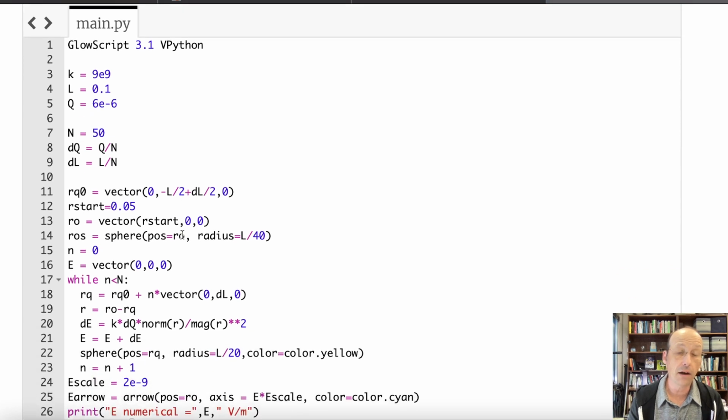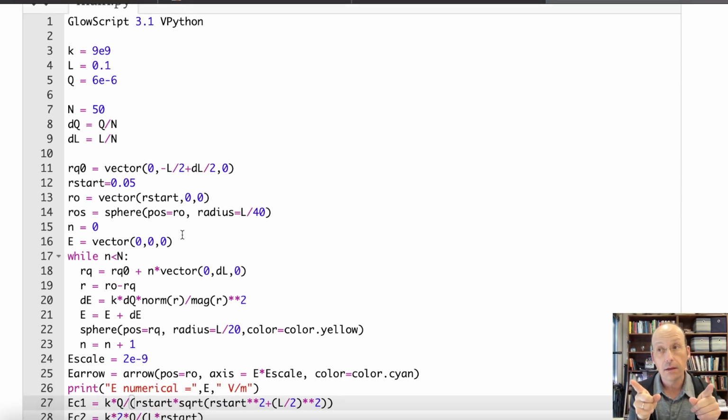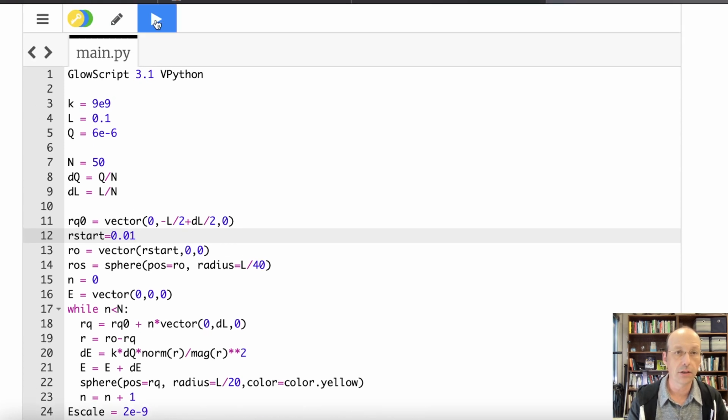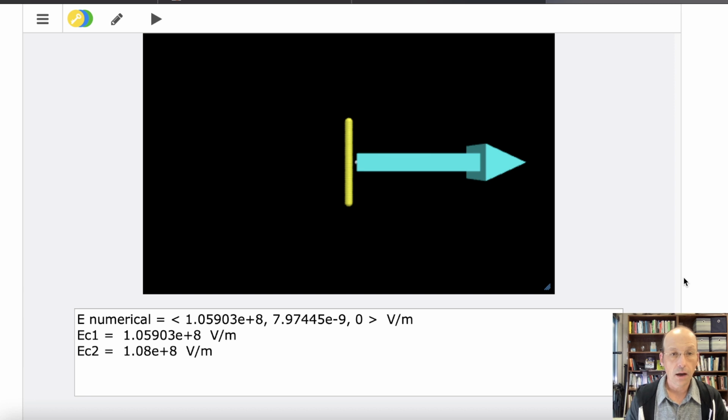So I have a rod length of 10 centimeters, and I'm 5 centimeters away. I think that's what I did. So let's just move our R start to 1 centimeter away. That's a 1 to 10 ratio. So now you notice my arrow got giant, but that's fine. And it is a lot better, right? I have 1 times 10 to the 8th, 1 times 10 to the 8th, and then about 1 times 10 to the 8th. So that seems to work.